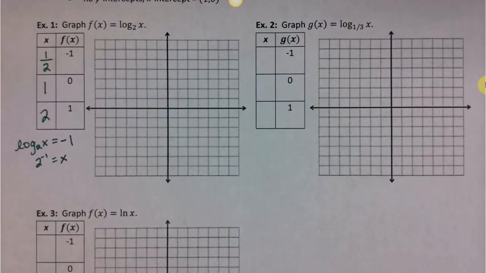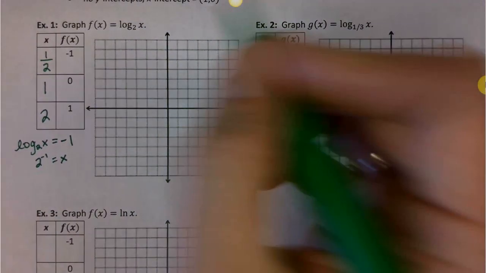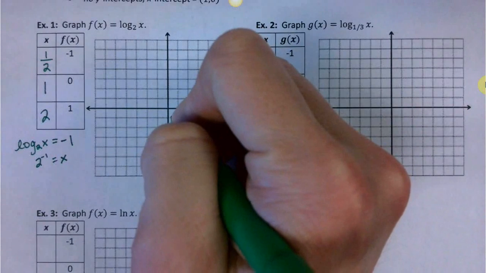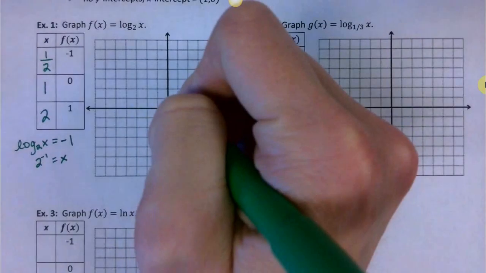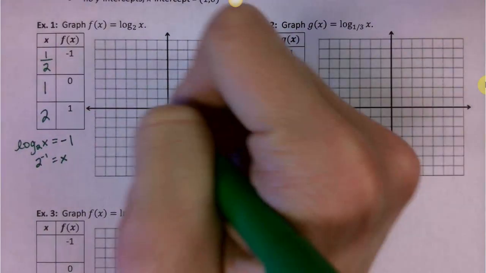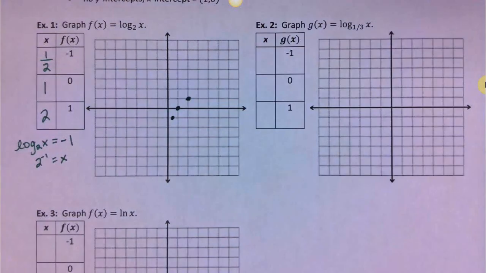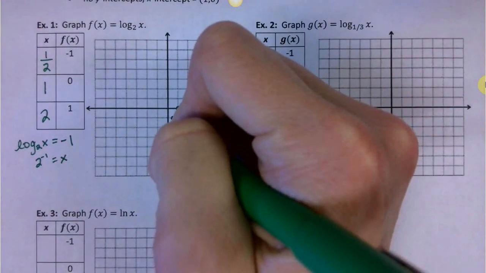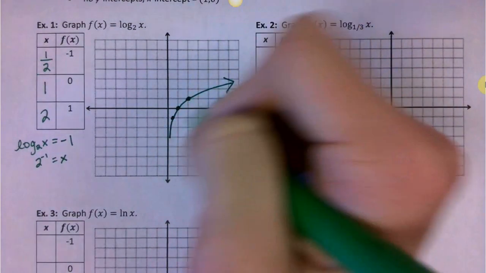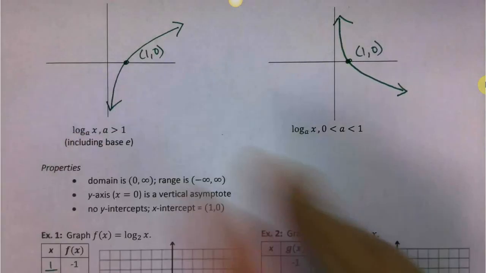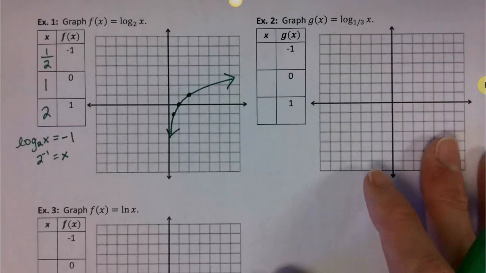And now we have this collection of points that we can graph. We've got (1/2, -1), (1, 0), and (2, 1). And when we connect those, we see that we end up with a graph that looks like this for log base 2 of x.